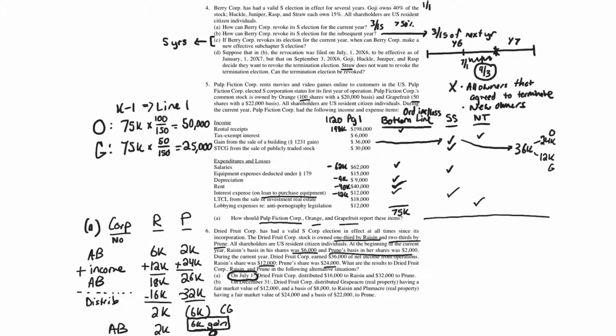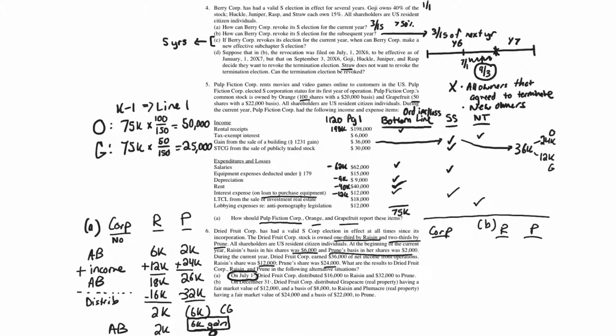Okay, let's look at B. In B, we have a similar situation, but there's one major difference. So the corporation, R and P, just like before. Now, on December 31st, Dried Fruit Corp distributes Grape Baker, which is real property, having a fair market value of $12,000 and a basis of 8, to Raisin, and Plum Maker, having a fair market value of $24 and a basis of $22, to Prune.